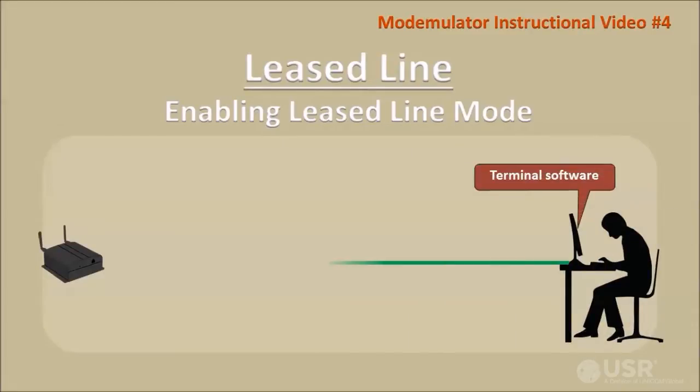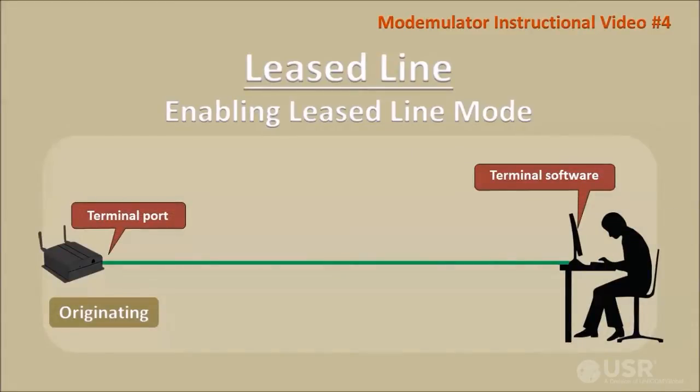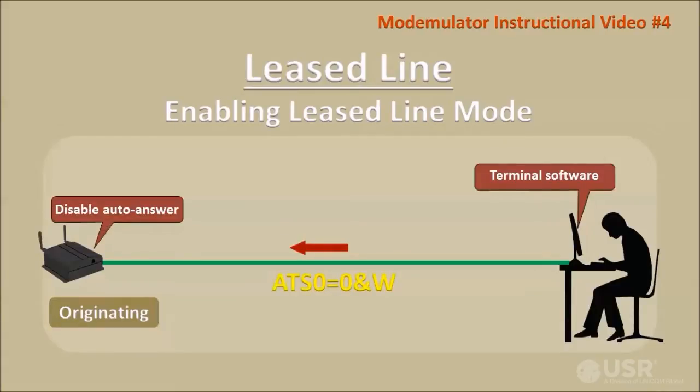Connect the terminal to the designated originating modemulator. Configure the terminal for the serial settings required by the originating end of the application. Use the S0=0 command to disable auto answer in the modemulator and to establish its serial settings, followed by an &W command to make the current settings non-volatile.